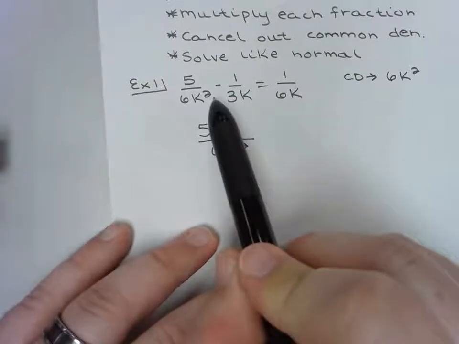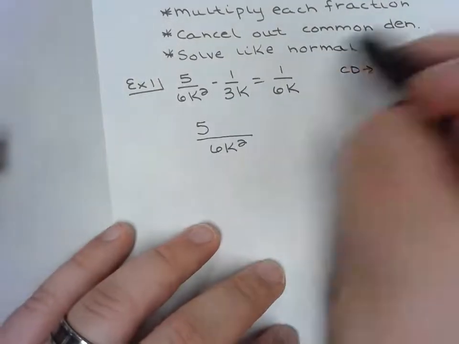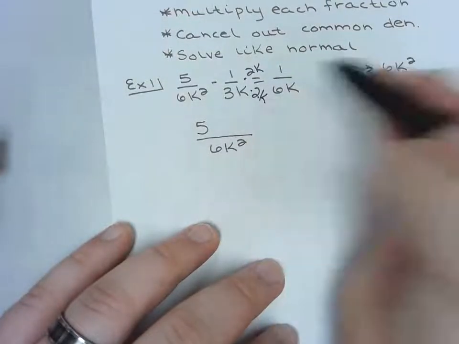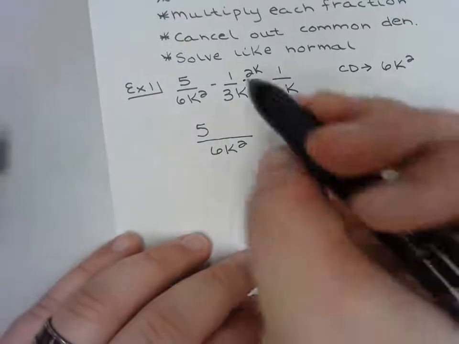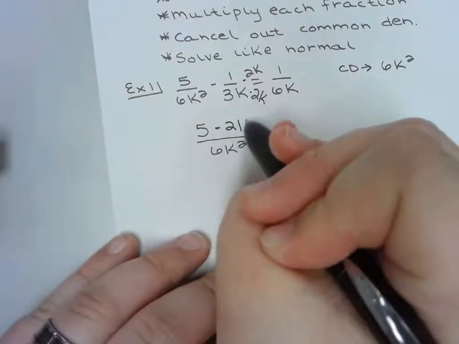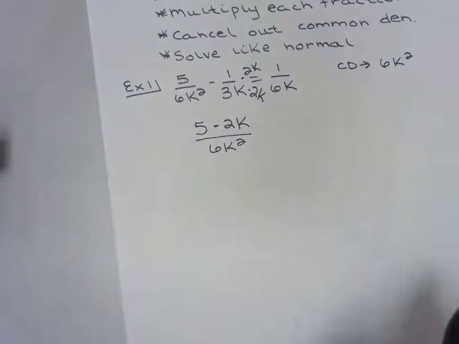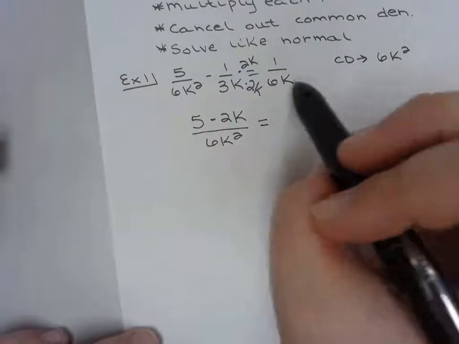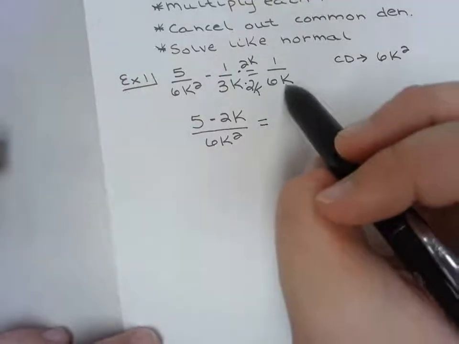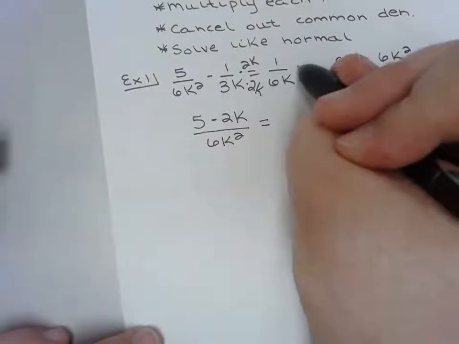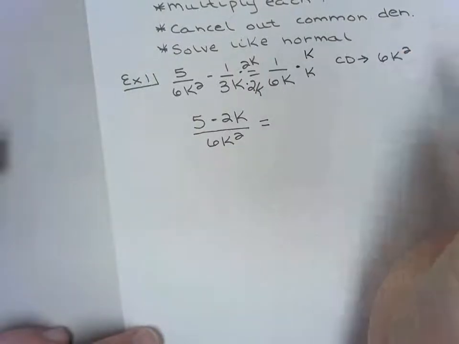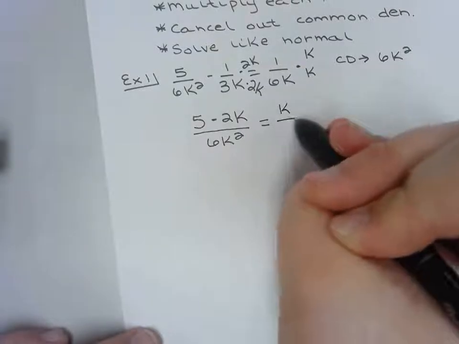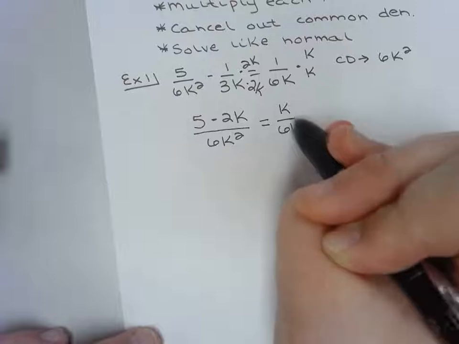My second fraction, what do I need to multiply top and bottom by? 2k. I need to multiply by 2 to get the 6 and k to get the k squared. So on top, I'm going to have minus 2k, because it's a negative 1 times 2k, so negative 2k. Equal sign, you look at your fraction over here. What do I need to multiply this top and bottom by to get 6k squared? k. That will leave me with 1k, or just k over 6k squared.